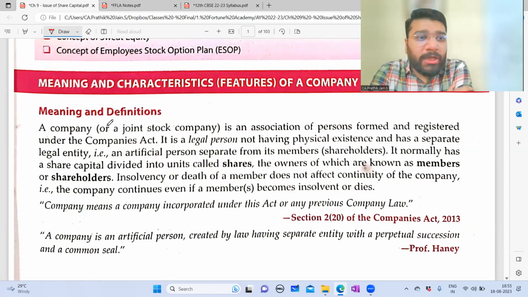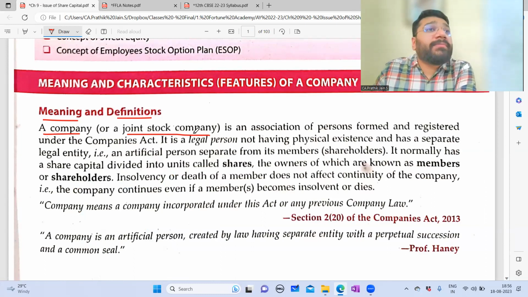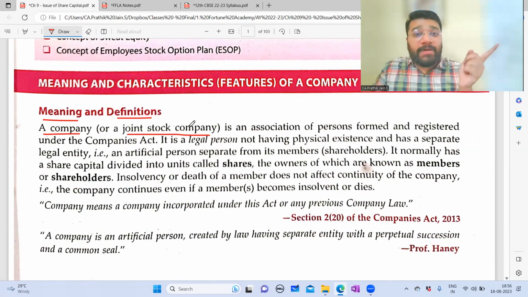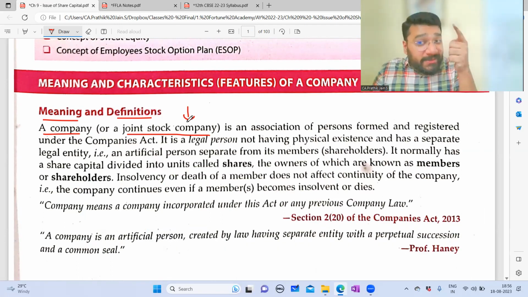No doubt? Chalo. Meaning and definition of a company. Mark this very, very important. A company is also called a joint stock company. So often people get confused that company is different, joint stock company is different. No, both are the same. A company is also called a joint stock company. Why it is called a joint stock company, you will eventually understand once you understand the meaning of the company.